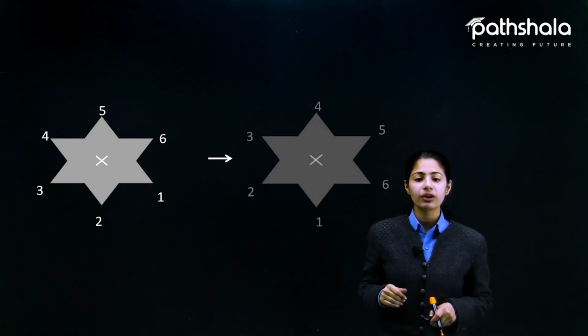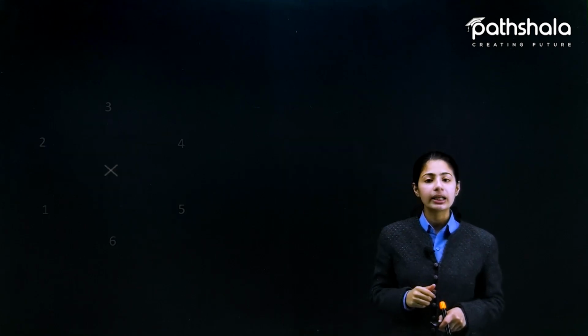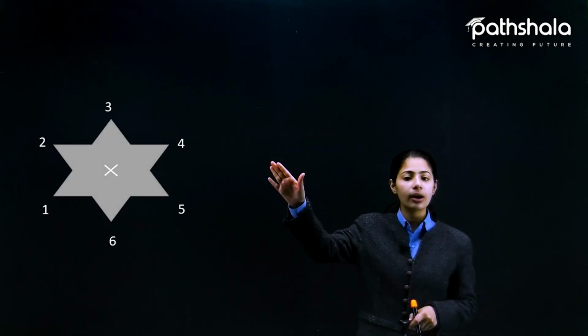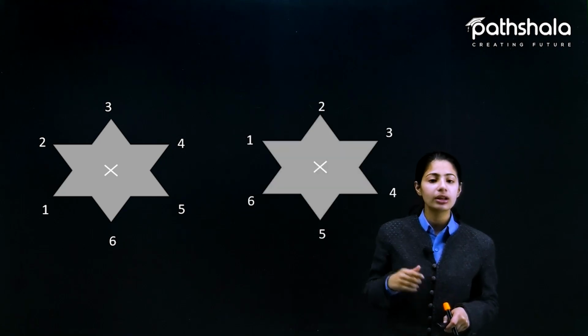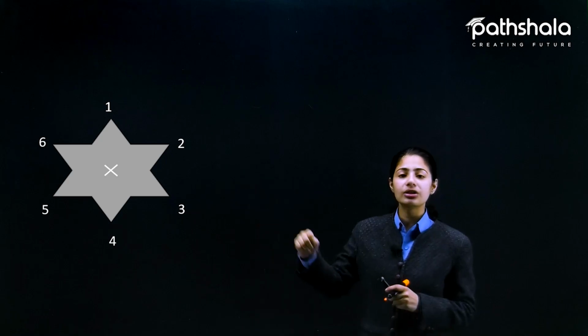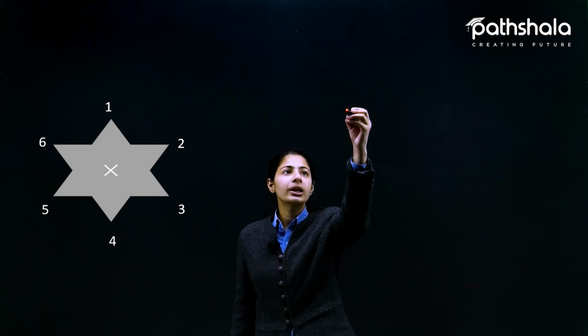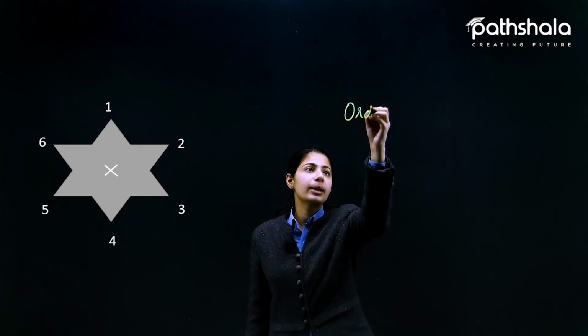Again we rotated this figure. So 4 on the top, 5, 6, 1, 2 and 3. Again on rotation, 3 on the top. Again we rotated this figure, 2 on the top, and again on rotating we get the original figure, that is 1, 2, 3, 4, 5 and 6. So we are completing this in 6 steps.